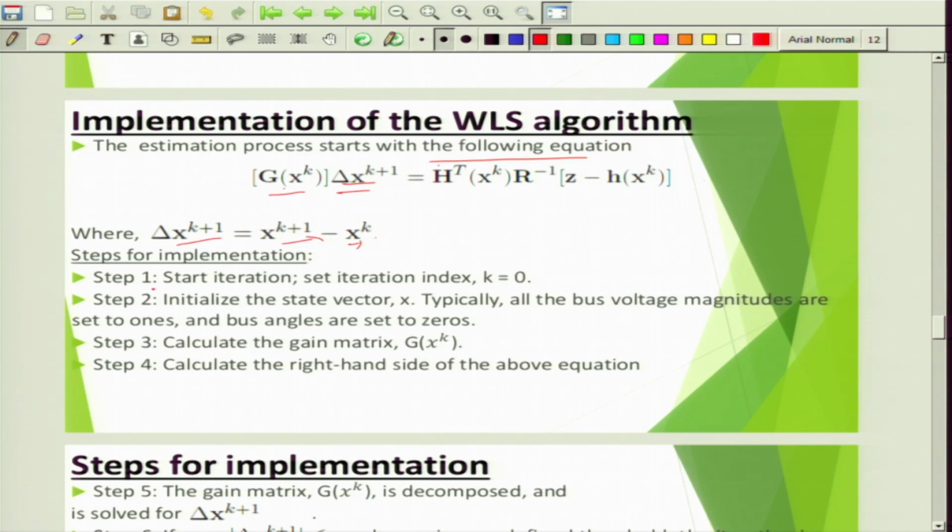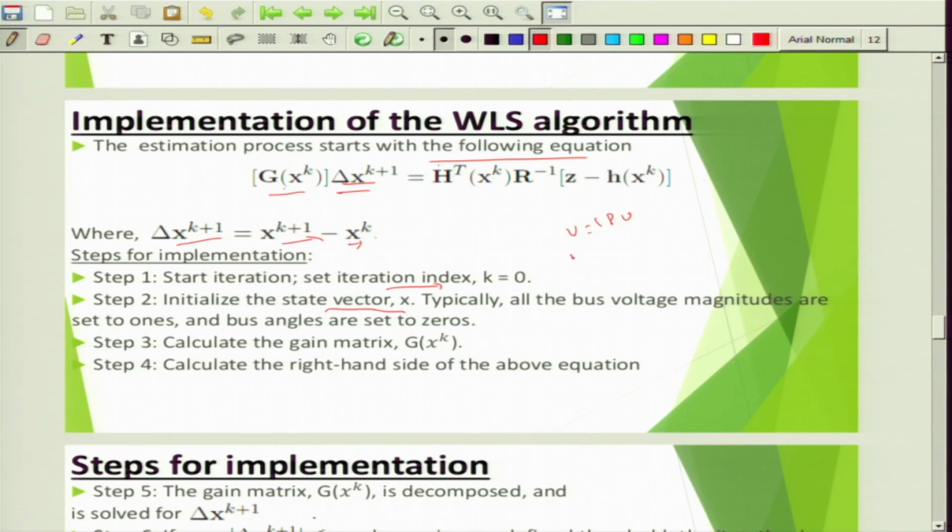Steps for implementation, step number 1, start iteration, set iteration index k equal to 0 and initialize the state vector x. Initialize the state vector means what, let us say for example power flow equation, if you remember we discussed Gauss-Seidel, Newton-Raphson and all, and I gave you an overview. So what we used to do, we used to start with a flat start, right. So those buses where we do not know voltage and phase angle, we used to assume voltage as 1 per unit and phase angle as 0 degree, right.